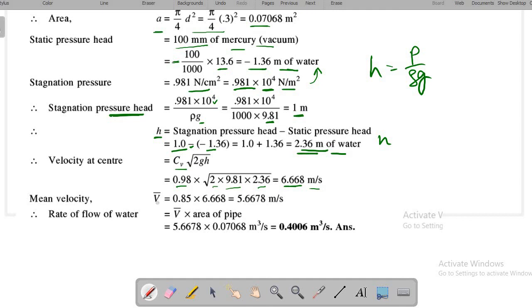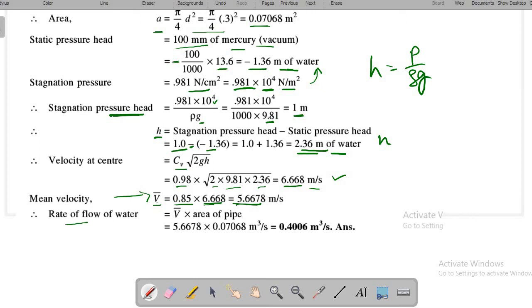So central velocity is 6.668 meter per second, but mean velocity is 0.85 times the central velocity. So 0.85 into 6.668 will be the mean velocity. So mean velocity we got as 5.667 meter per second. This is the mean velocity.